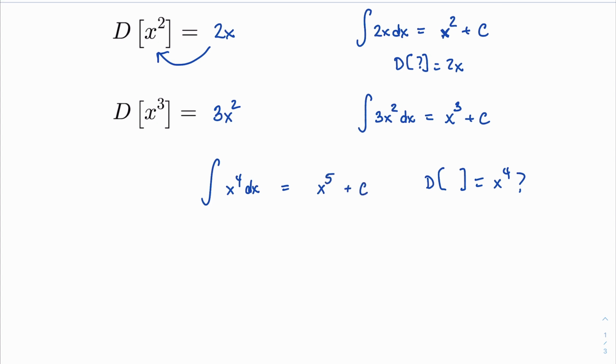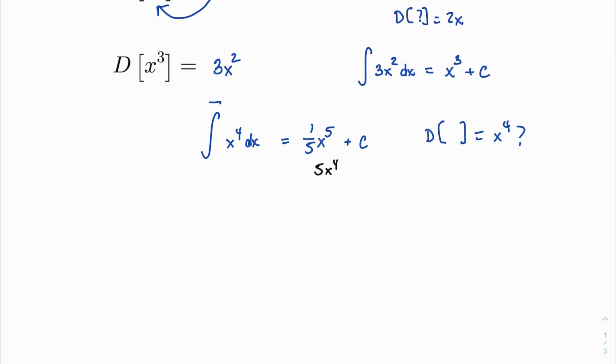But that's not the story, because the derivative of x to the fifth is 5x to the fourth. So the question is, what do I need to multiply that by to make that 5 go away? And that number is 1/5. If you take the derivative of 1/5 x to the fifth, you get 5 times 1/5 times x to the fourth, which is 1 x to the fourth. There it is, okay? So this is our first antiderivative that we're guessing here.